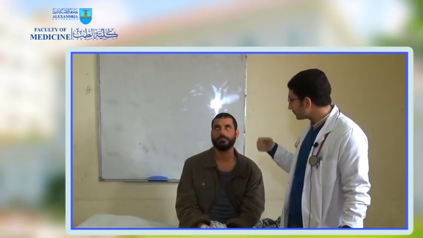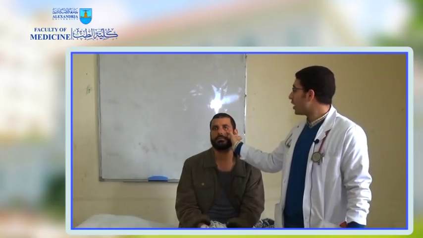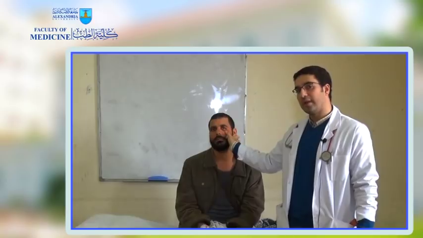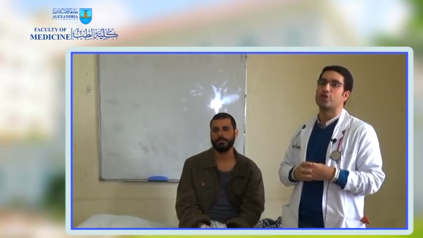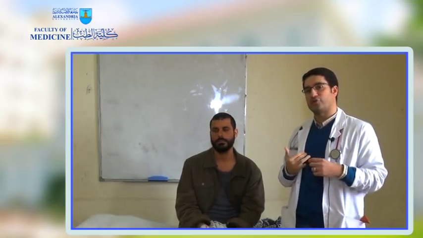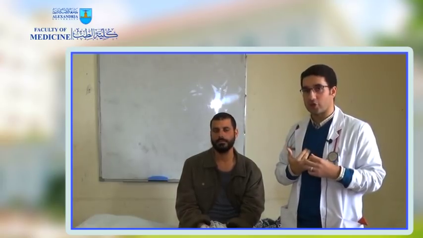We are pulling down the lower eyelid and we are looking at the non-sun exposed part of the sclera. And at this part we can see yellowish discoloration, which is called jaundice. Here we have examined the eye in terms of colors, which is pallor or jaundice.